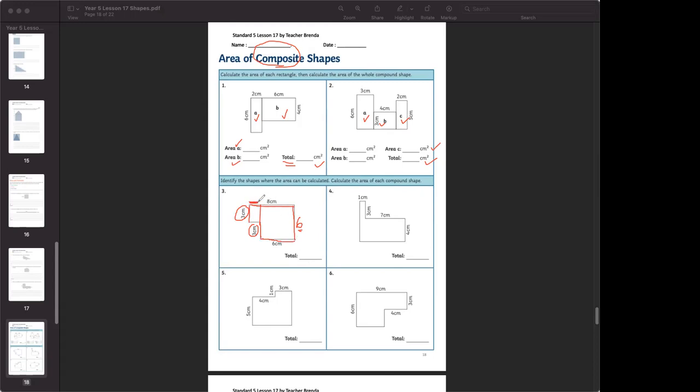Now, if this is 8 and this is 6, then this must be how much? All of you put in the chat. Yeah, that's right. Very good too. So area A, area B, you calculate, you add. The same way, you divide the shape up. You put in the measurements and you count the area. This is called composite shapes.